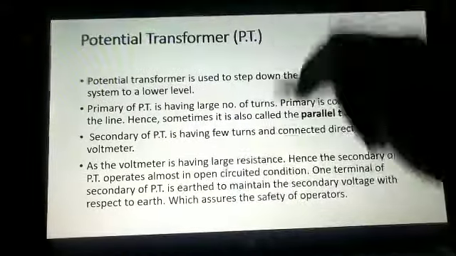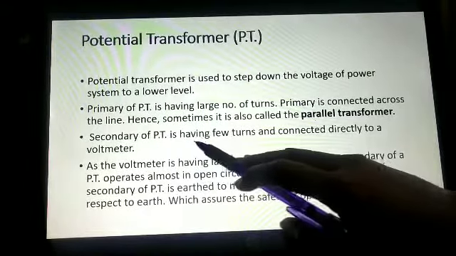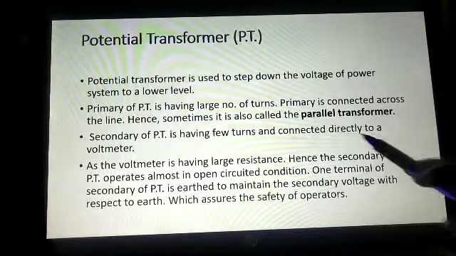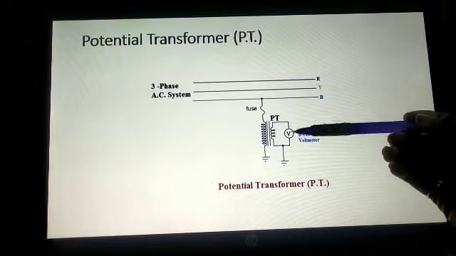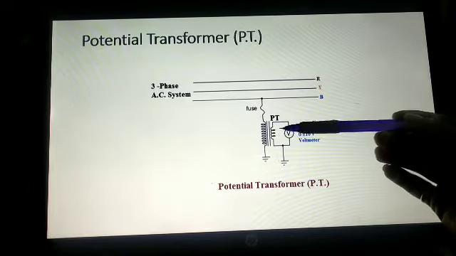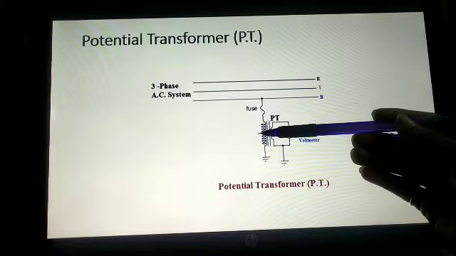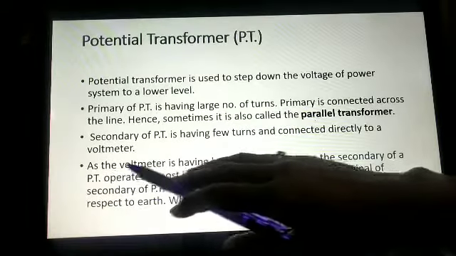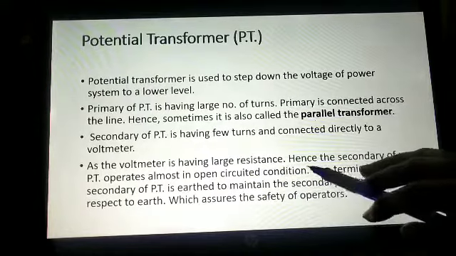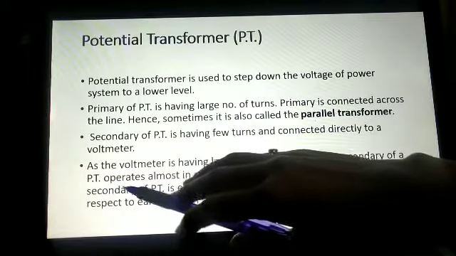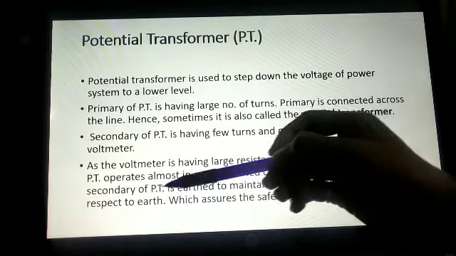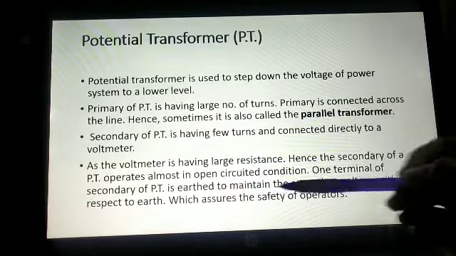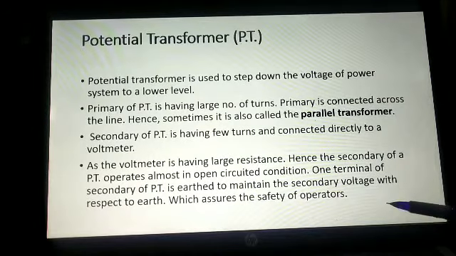Now we will move to the secondary side. Secondary of potential transformer is having few turns and connected directly to the voltmeter. So here the voltmeter is connected directly to the secondary side and our secondary has few number of turns as compared to the primary. As voltmeter is having high resistance, hence the secondary of potential transformer operates almost in open circuit condition. One terminal of secondary of potential transformer is earthed. To maintain the secondary voltage with respect to earth will assure the safety of the operator.